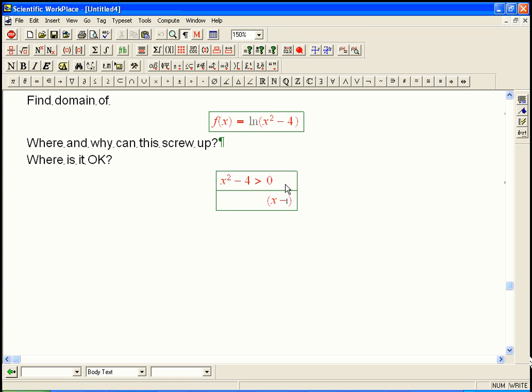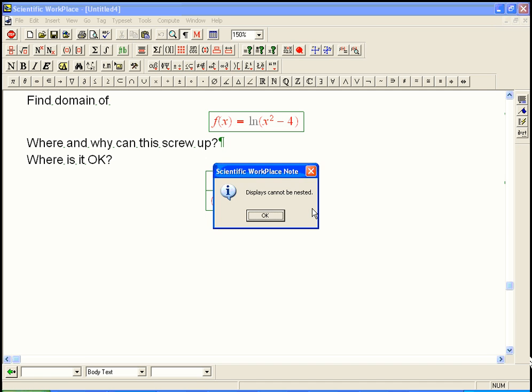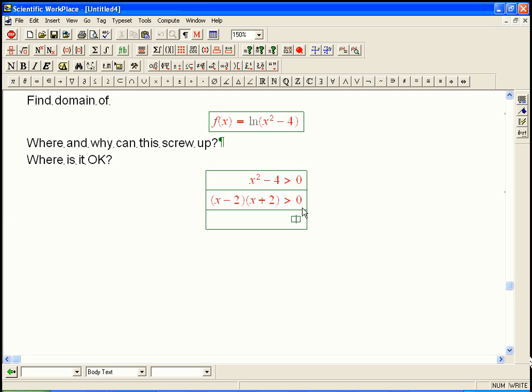Well, for something we can factor, it's really, really helpful to factor it, because this tells us a couple of things. First of all, where is x squared minus 4 equal to 0? That's sort of the boundary. That's going to be the boundary of the domain. Well, that's where x equals 2 or minus 2. And then using those as anchors, I can think about a number line.